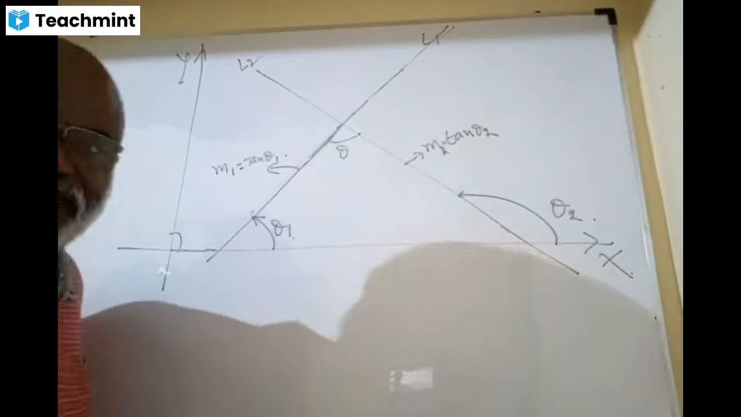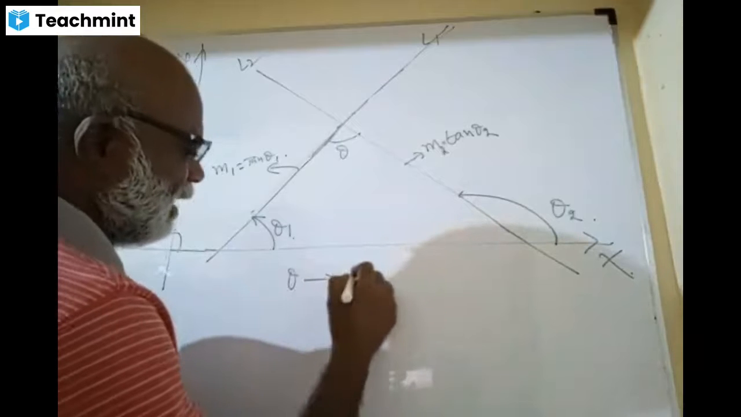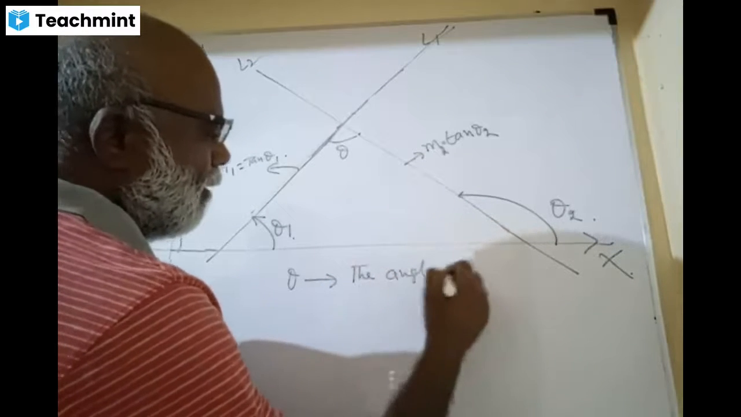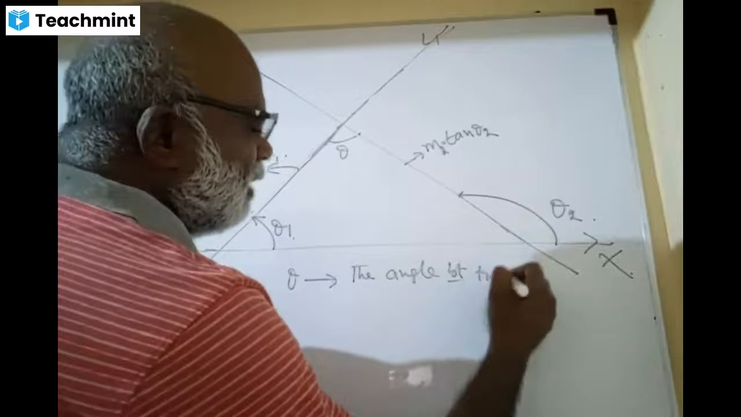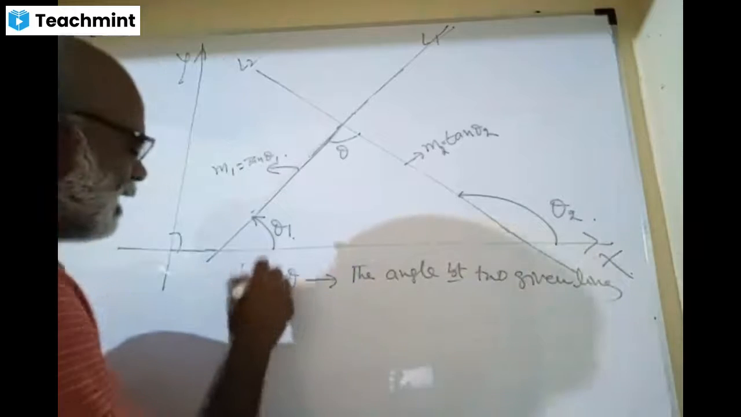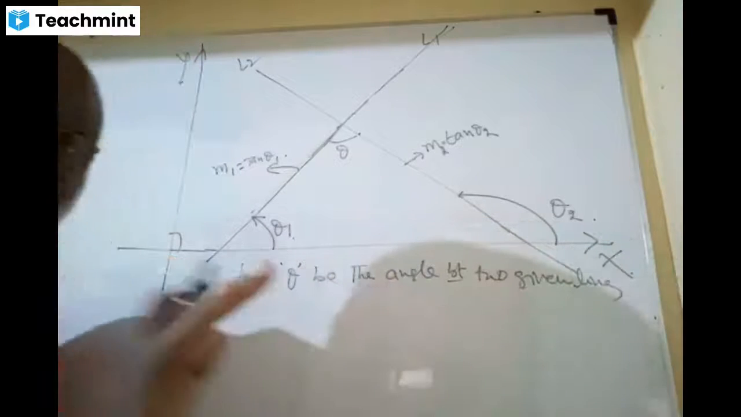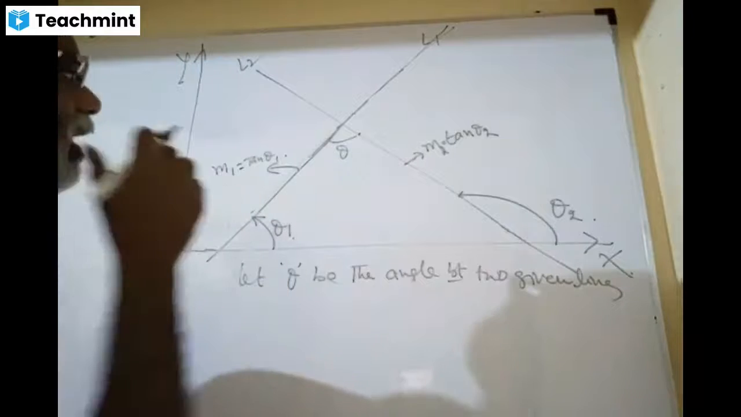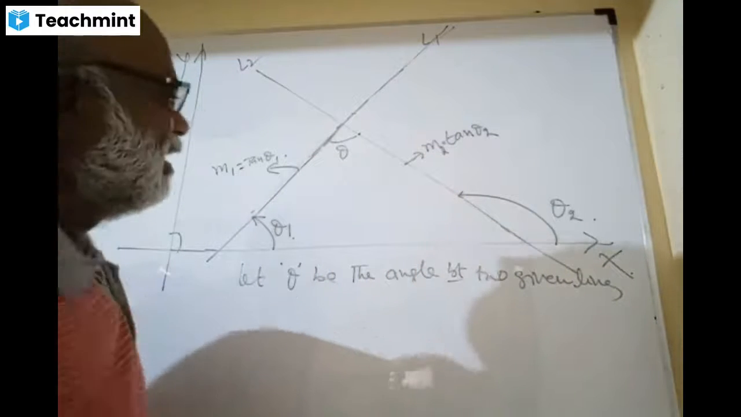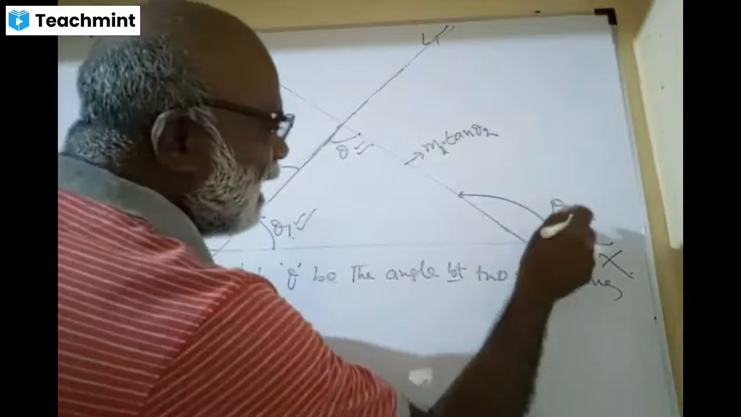Watch here. Theta is the angle between the two given lines. Let us assume that theta is the angle between the two given lines. Friends, these two are interior angles. This is the exterior angle.